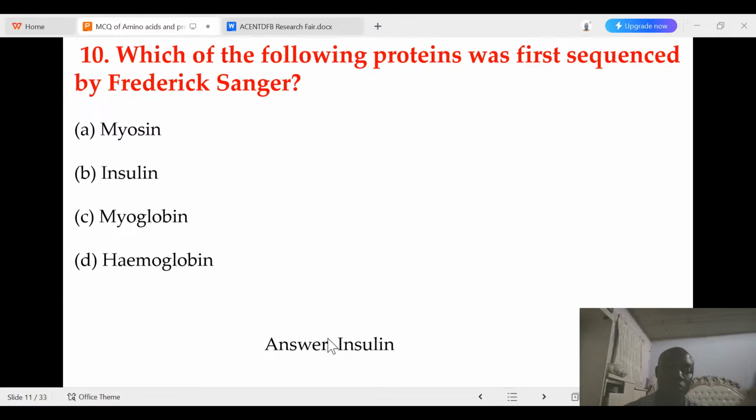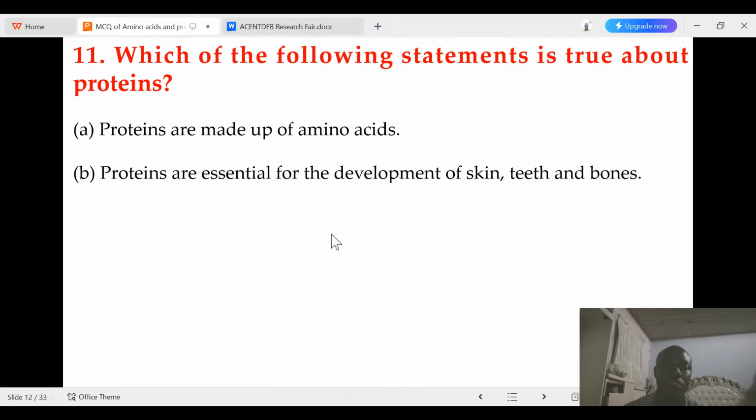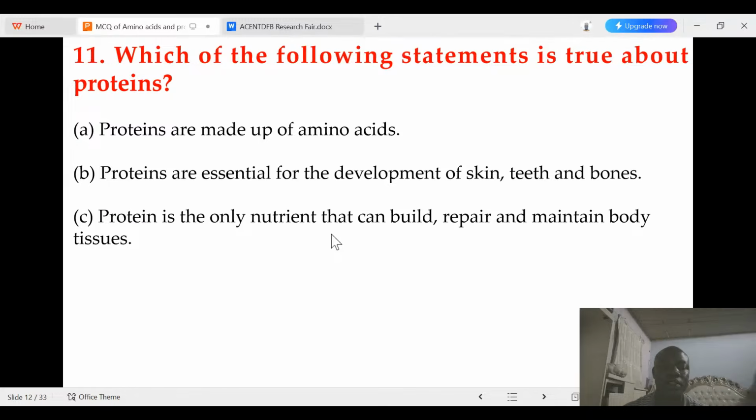So let's move to question 11. Question 11. Which of the following statements is true about proteins? A. Proteins are made up of amino acids. B. Proteins are essential for the development of skin, teeth, and bones. C. Protein is the only nutrient that can build, repair, and maintain body tissues. D. All of the above. So, ladies and gentlemen, which of the following is correct? Question 11.